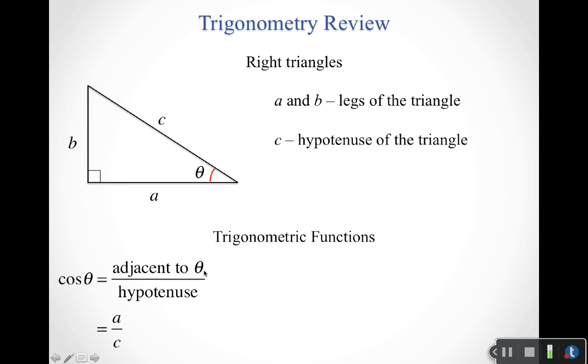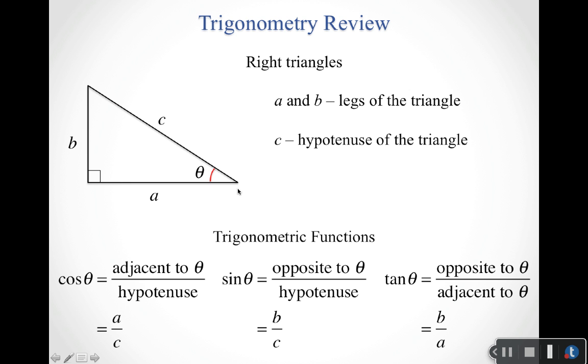So here, the cosine is defined to be the adjacent side to our angle theta over the hypotenuse. So cosine theta, in this case, would be adjacent side A over hypotenuse C. The sine function, so sine theta, is the opposite side to angle theta divided by the hypotenuse. In this case, the opposite side is side B, so this is going to be B over C. And then to get the tangent of theta, we take the ratio of the opposite side to theta to the adjacent side to theta. So this will end up being B over A.